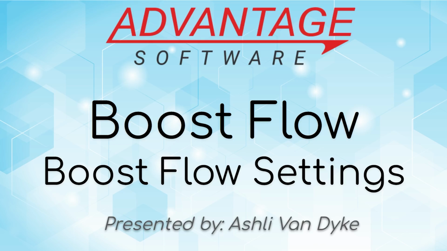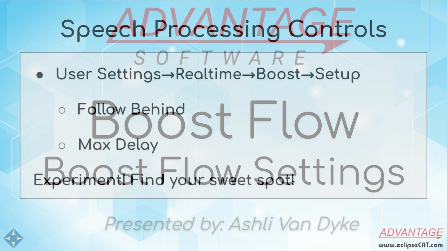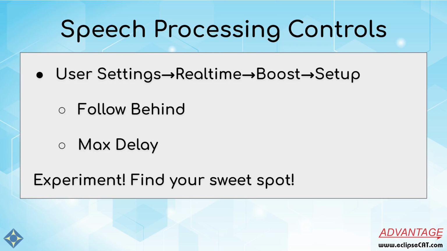Like all things in Eclipse, Boost Flow is customizable. That means that it's designed so that you can make it work for you. There are two primary settings that we'll be discussing in this video. Both of these settings can be found in your user settings in the Real-Time tab by clicking the Boost button and then hitting Setup. Although we'll mention some of the other settings here, the two most important settings relating to speech processing are the Follow Behind setting and the Max Delay setting. Let's hop over to Eclipse to take a look.